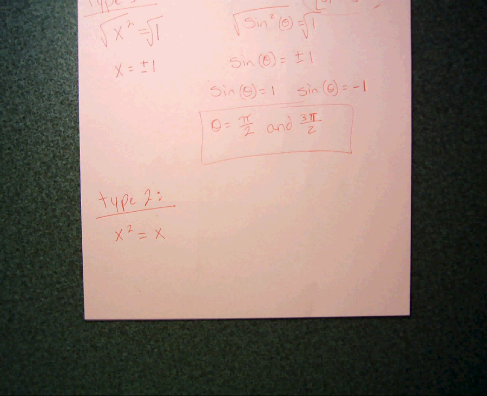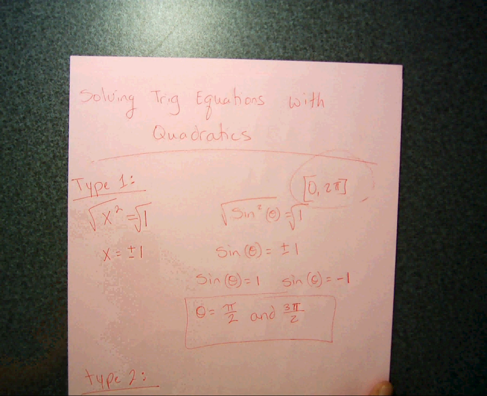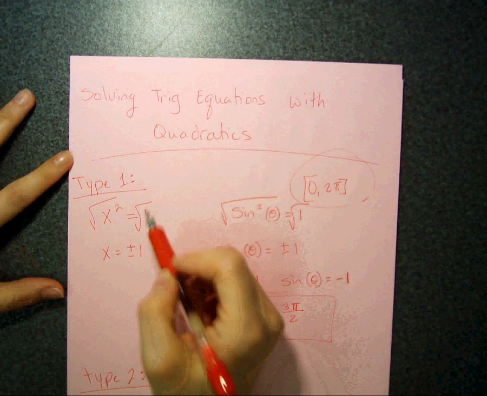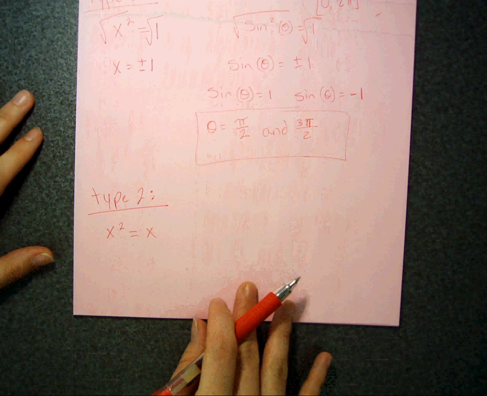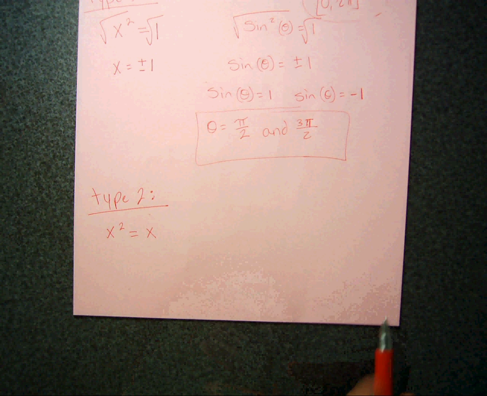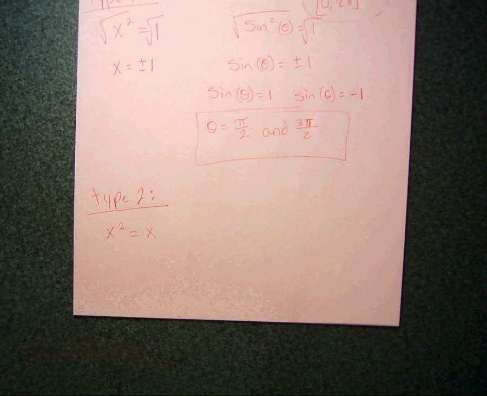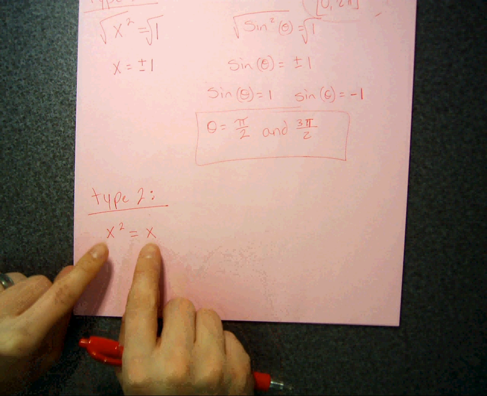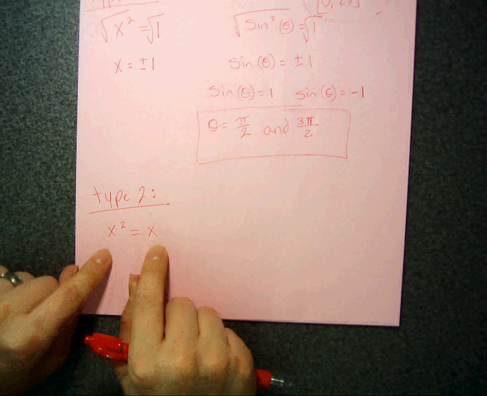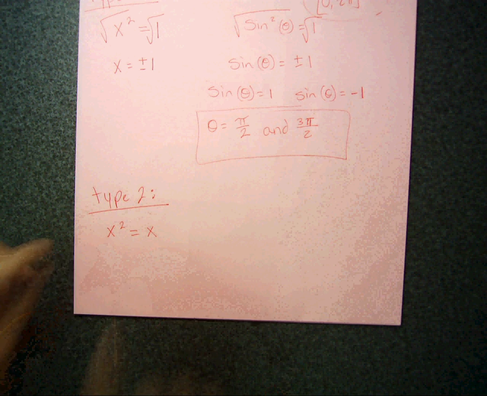X squared is equal to x. Now, a lot of people's instinct is to divide by x. Don't do it. Fight that instinct big time, okay? I want to get x all by itself. Now, in type 1, we just went ahead and took the square root. Well, that was fine because I had a number over here, and so I actually got a value. If I take the square root here, I'm going to get x equals plus or minus the square root of x. Is that helpful? No, I don't know what that means, right?